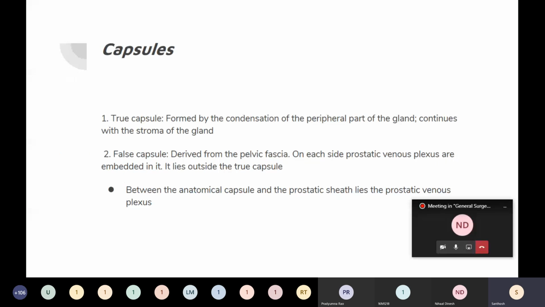So capsules, there are 2 capsules, that is true capsule and false capsule. True capsule is formed by the condensation of peripheral part of the gland itself, and it continues with the stroma of the gland. Whereas a false capsule is derived from the pelvic fascia. On each side, prostatic venous plexus are embedded in it, so it lies outside the true capsule.